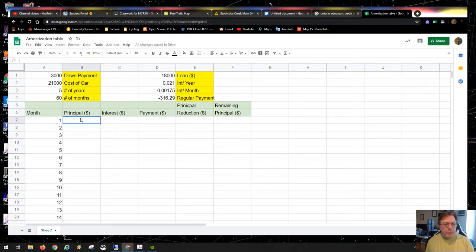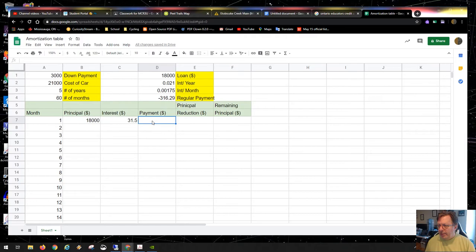So the principal right at the beginning is really the whole value of the loan, right? It's $18,000. The interest paid on it will be the principal itself, or the remaining principal, multiplied by the interest per month. This number multiplied by interest per month. And so we have $31.50 in interest for our first payment.